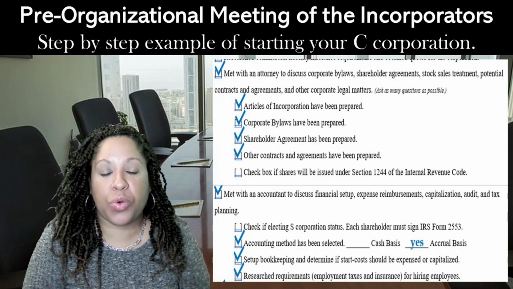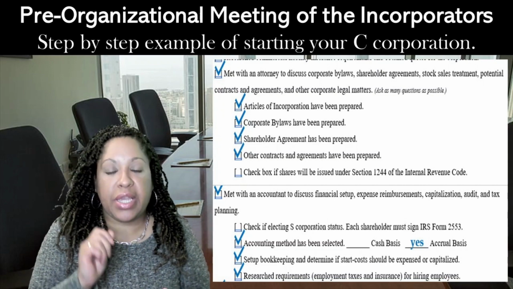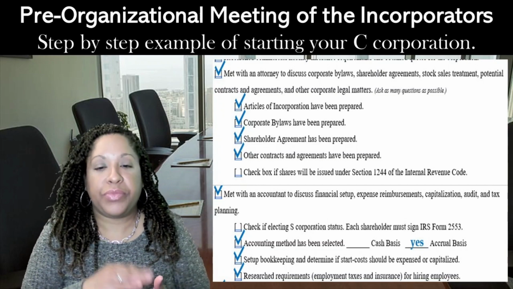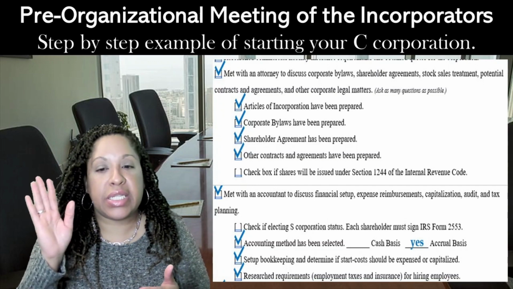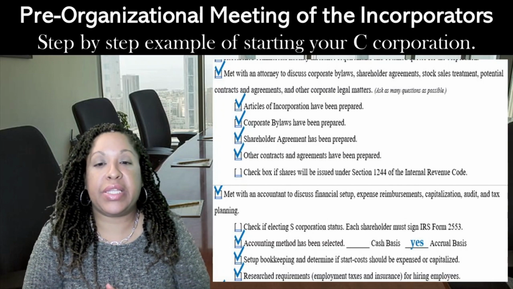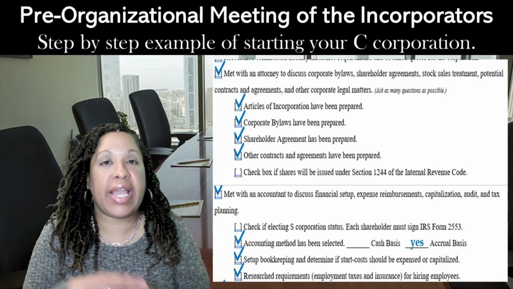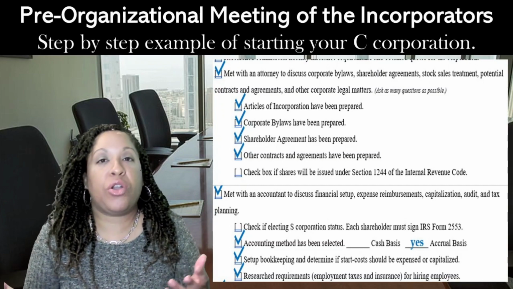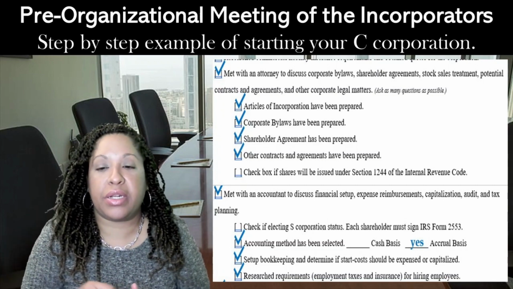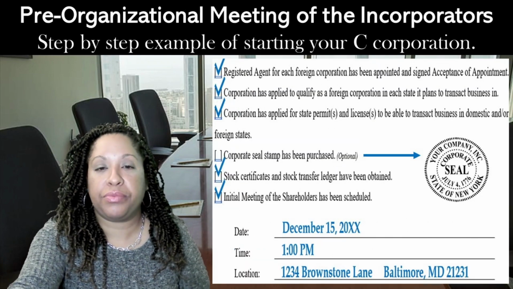Next is research requirements for employment tax and insurance for hiring employees. We'll check that off. We'll say they probably met with someone to get their HR and their employment taxes structure set up and things like that. Because they're going to be hiring employees, they might have gone with a payroll provider such as ADP or Paycor, someone to handle their payroll. We'll check that off and say yes, that was done, because they're eventually going to have employees, and we'll need to have certain things in place.